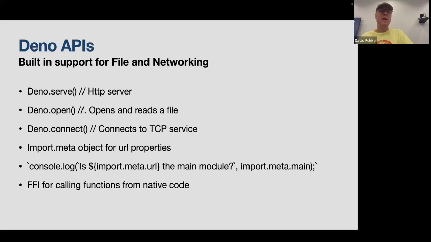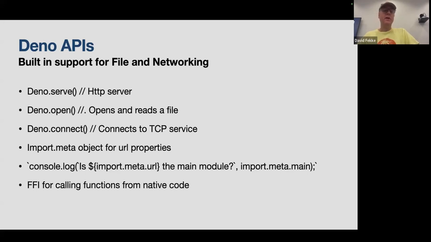Deno also has a lot of built-in APIs. They have Deno.serve if you want to serve up HTTP, it even does HTTPS, which is pretty cool. They have Deno.open for opening and reading files, Deno.connect for connecting to a TCP service. They also have an import.meta object that you can use to pull URL properties from your application. It'll also tell you whether or not you're in the main module, as an example.